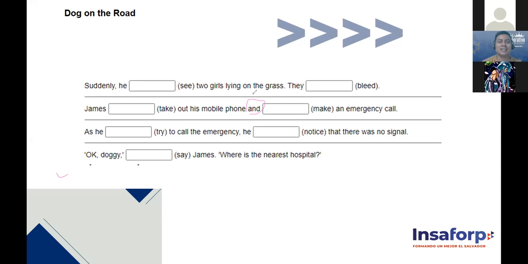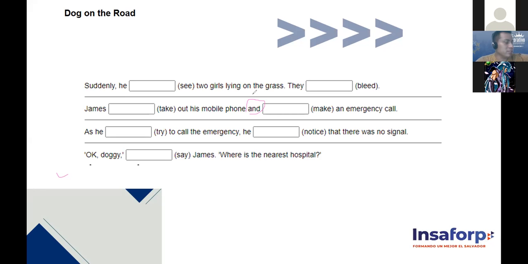Good. Exactly. Remember, guys, that after as, we recommend using past continuous. So we say, as Joel said it, as he was trying to call the emergency, he noticed that there was no signal. Okay, that's basically it. And then we have what Gustavo already said. Okay, Doggy, said James, where's the nearest hospital?